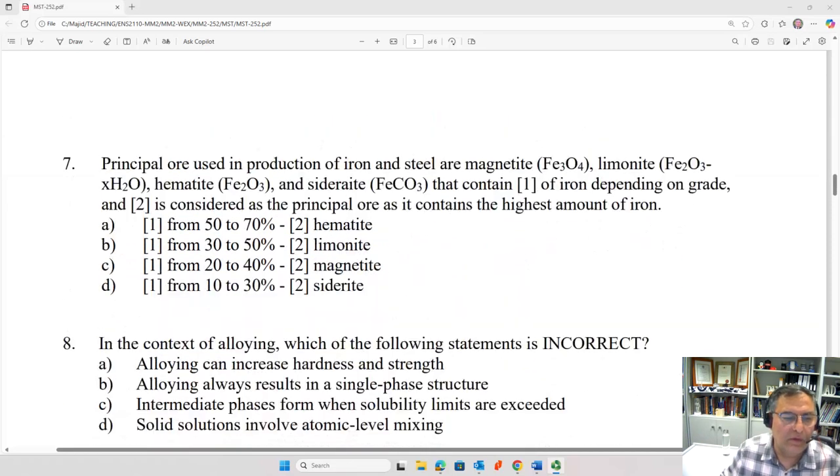Question 8. In the context of alloying, which one of the following statements is incorrect?